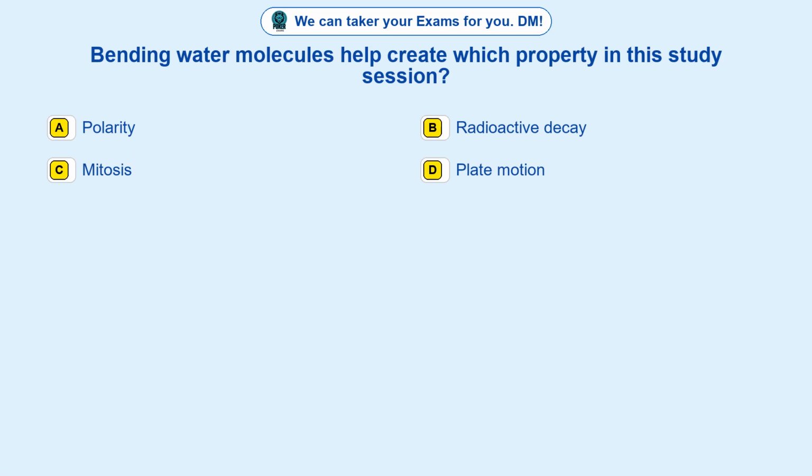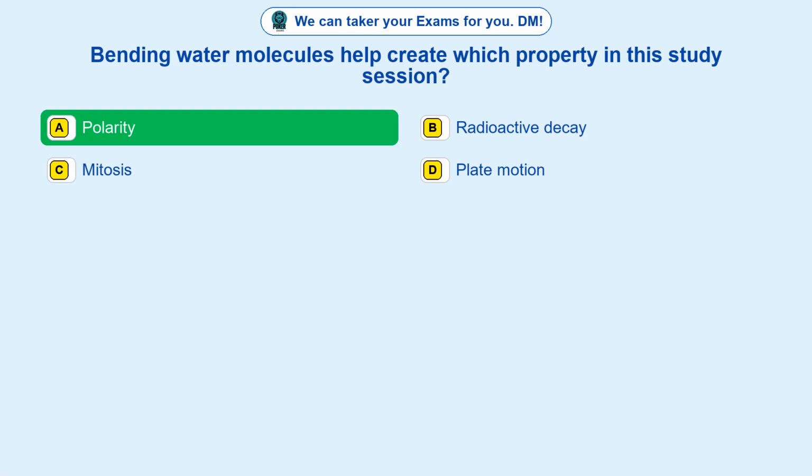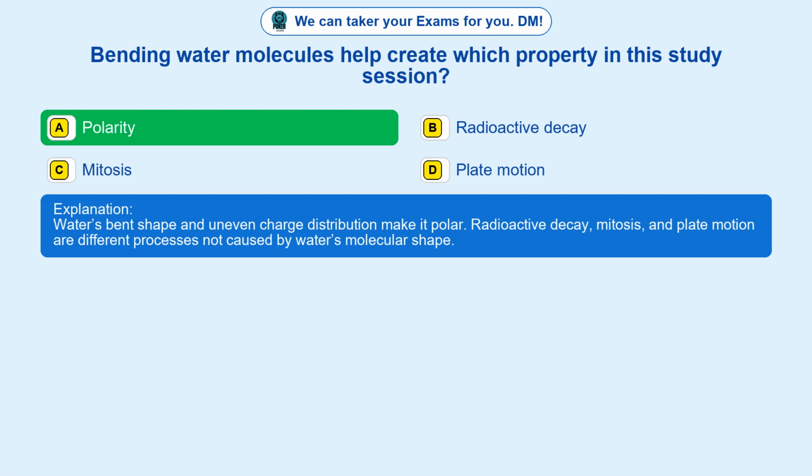Question 50. Bending water molecules help create which property in this study session? Option A polarity. Option B radioactive decay. Option C mitosis. Option D plate motion. The correct answer is option A. Polarity. Water's bent shape and uneven charge distribution make it polar. Radioactive decay, mitosis, and plate motion are different processes not caused by water's molecular shape.